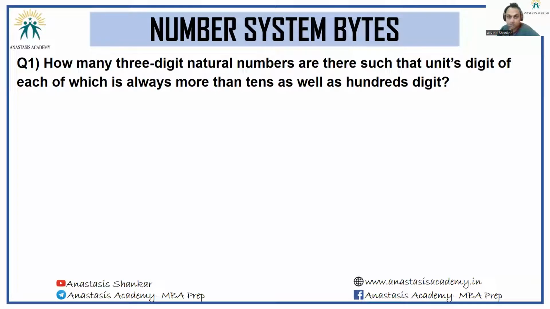Let's look at the solution of number system bytes. How many 3-digit natural numbers are there such that the unit digit of each of which is always more than the tens as well as the hundreds digit? Okay, let's see.